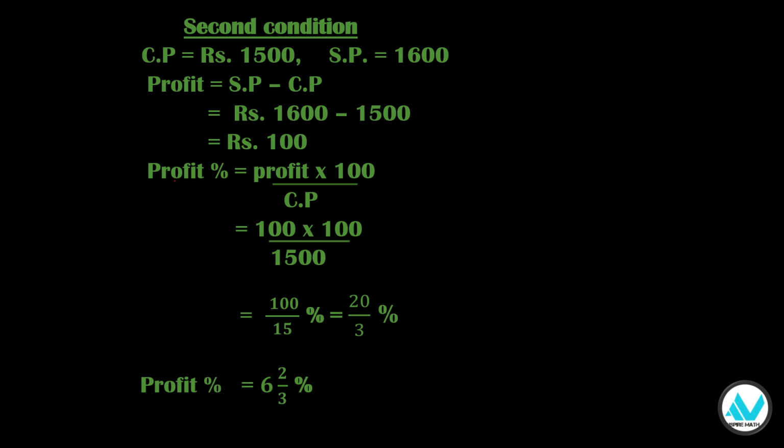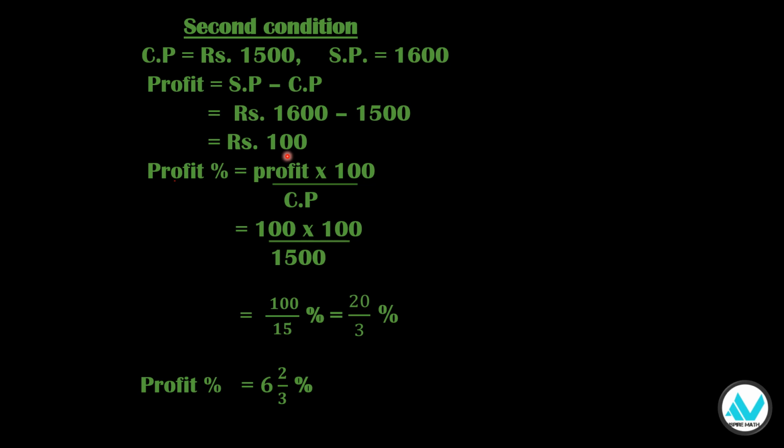CP is nothing but cost price. So cost price I got to be 1500 and selling price also I know that it's nothing but 1600. So I know if the selling price is more than my cost price, it has to be a profit. So profit equals selling price minus the cost price. So 1600 minus 1500, which gives me 100.